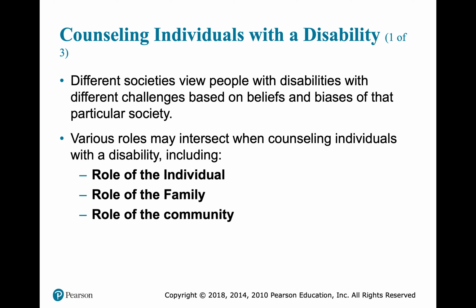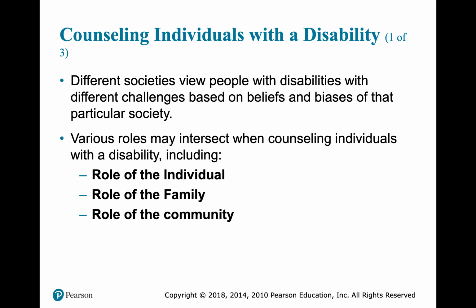So we see various roles may intersect when counseling individuals with a disability. Three of the roles are the individual, the family, and the community. All of these things come into play in a systems approach. So the role of the individual: this person is expected to have a role in the community. It may influence the willingness of the community to integrate the person into the culture. Conflicts can occur in trying to balance the person's needs and expectations, as well as the concerns of the family and community, against that person's plans and aspirations for life, both now and in the future.